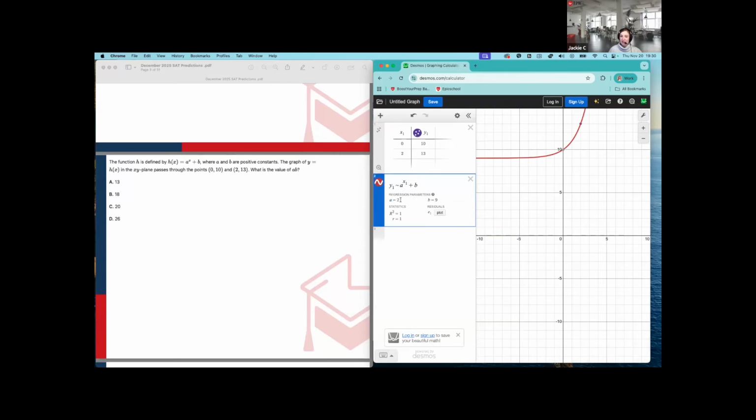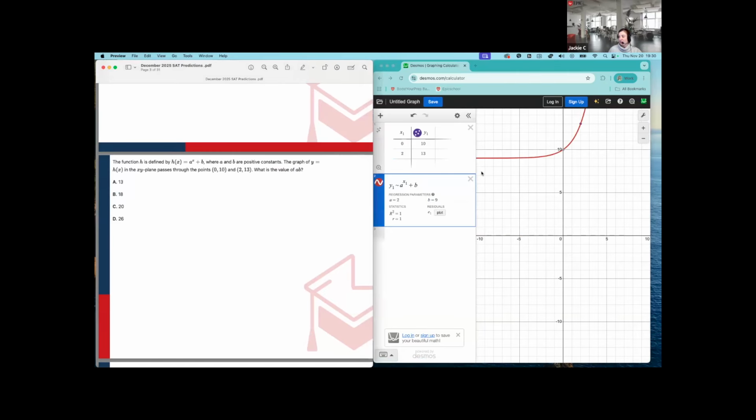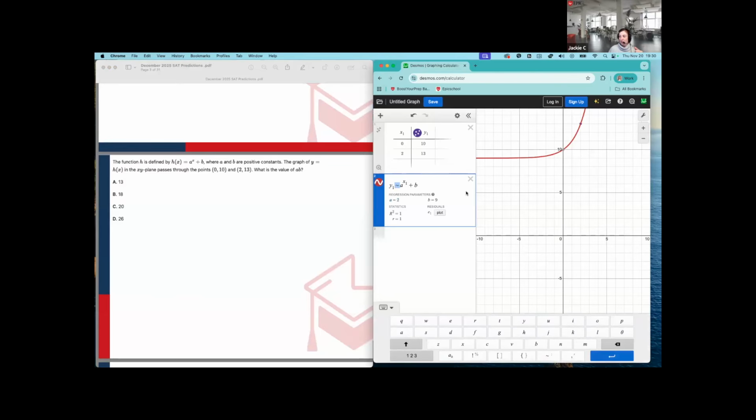Look, it tells me that the value of a is 2 and b is 9. So I know that the value of a times b will be 2 times 9, which is the correct answer, 18. And that's the answer. Isn't that amazing? Just remember, when you are doing a regression with Desmos, when you're using the tilde symbol, it's telling us to find values for the parameters that make the function best match the points that we've put into the table. And that's amazing, isn't it?